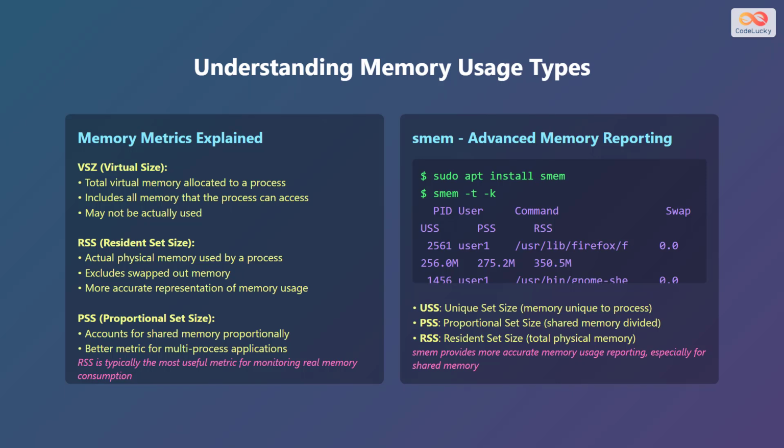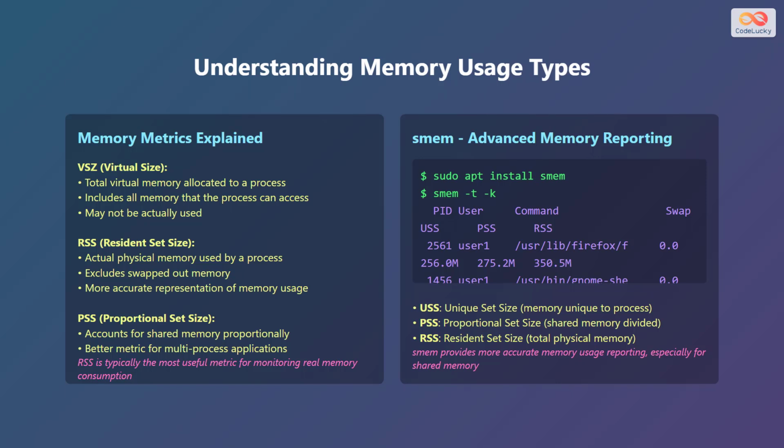Proportional set size, known as PSS, accounts for shared memory proportionally among processes. This is a better metric for applications that use shared memory across multiple processes. It is worth noting that resident set size is typically the most useful metric for monitoring real memory consumption.